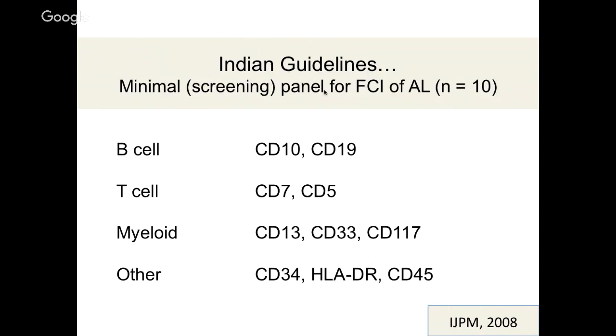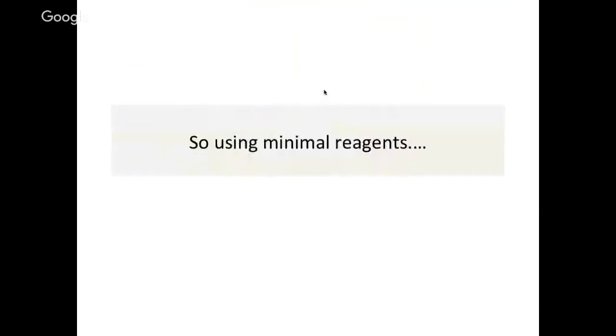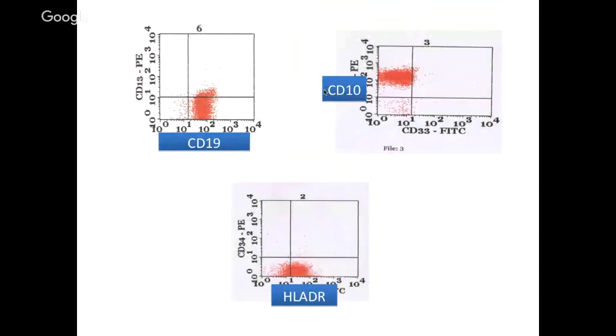Almost 45 hematopathologists from India met and came to conclude that these are the minimal markers for acute leukemia, similarly minimal markers for lymphomas, CLPDs. So in this case, we did these markers, and I'm not showing you the pictures, but these three markers were positive: HLA-DR, CD10, and CD19.